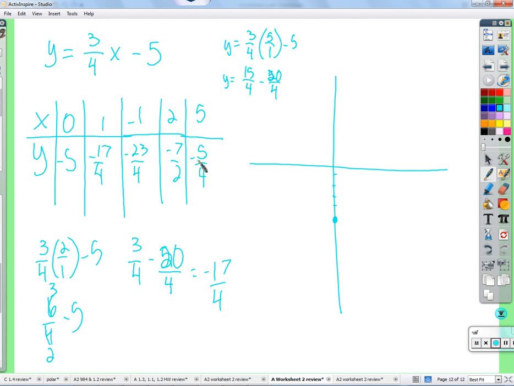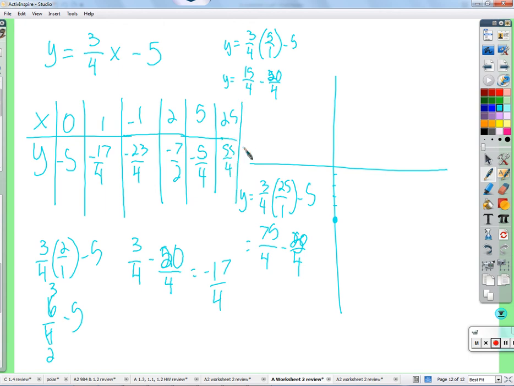Would 25 be easier? Because 4 times 25 is 100. Let's find out. Put in, would you say 25? Yeah, 25. Times 25 over 1 minus 5. So we get 75 over 4 minus 5. So 75 fourths minus 20 fourths is 55 fourths. Or you can find the mixed number for that, that'd be fine. So we have this fourth that we have to kind of guess at on the graph.